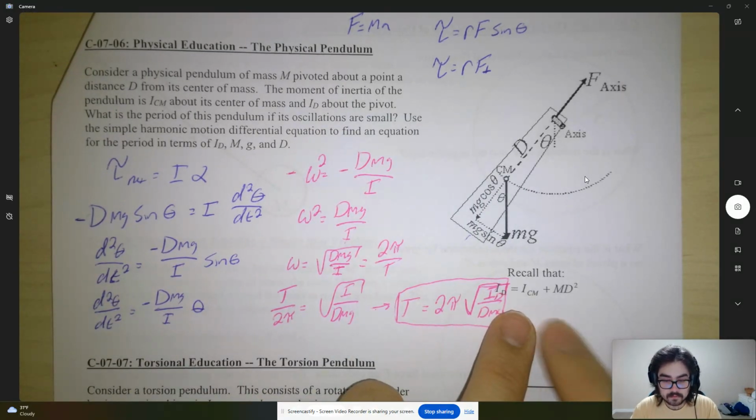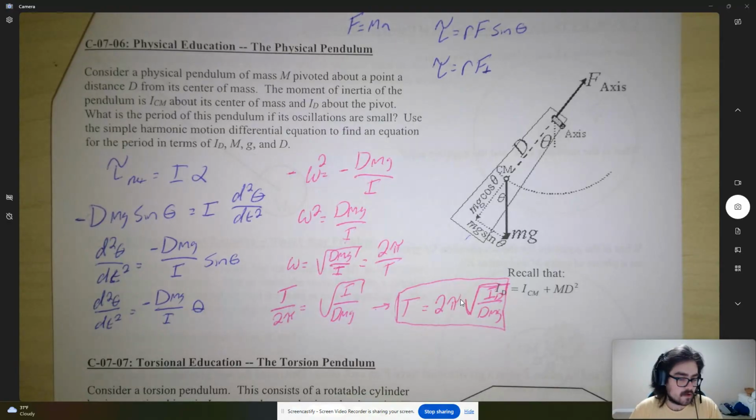Cool. That's the physical pendulum. I'll be right back with the torsion pendulum.